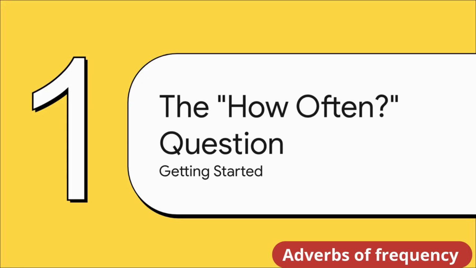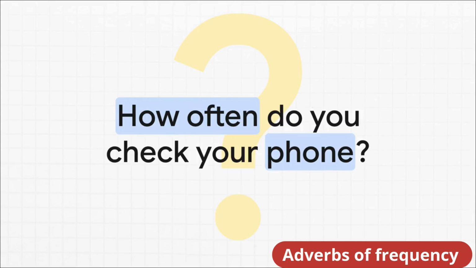Okay, let's start at square one. To really get adverbs of frequency, we first have to understand the one simple question they exist to answer. And trust me, it's a question we ask and answer all day, every day. No, really, think about it for a second. How often do you check your phone? Is it constantly? Every few minutes? Sometimes? Rarely? Whatever word just popped into your head to answer that, well, that's an adverb of frequency.